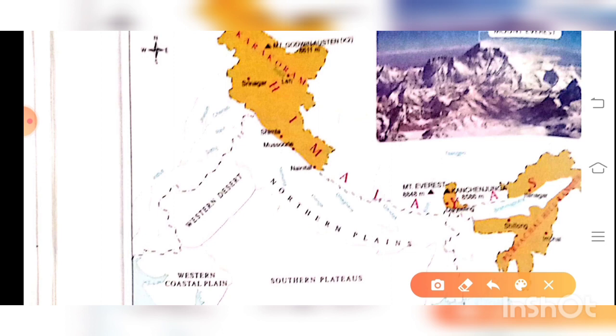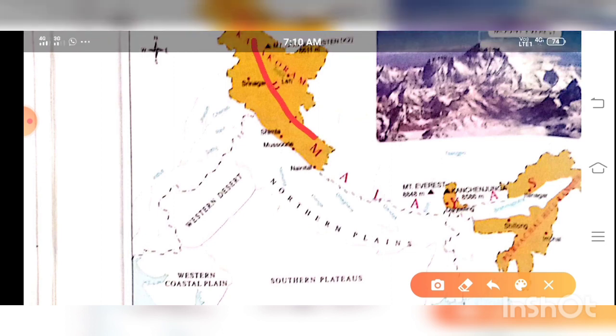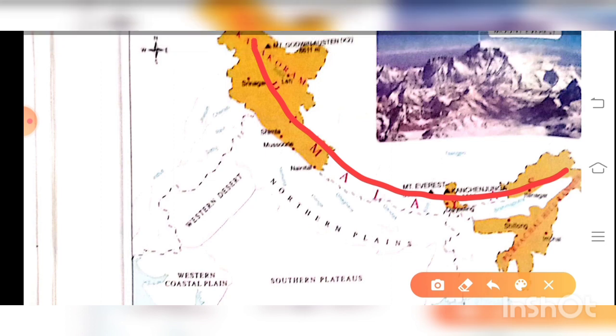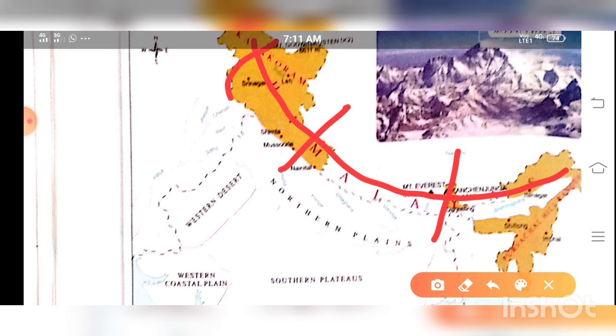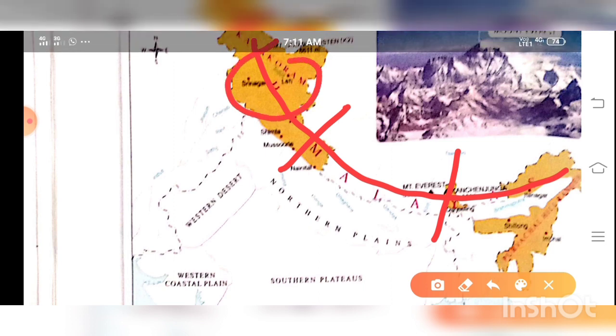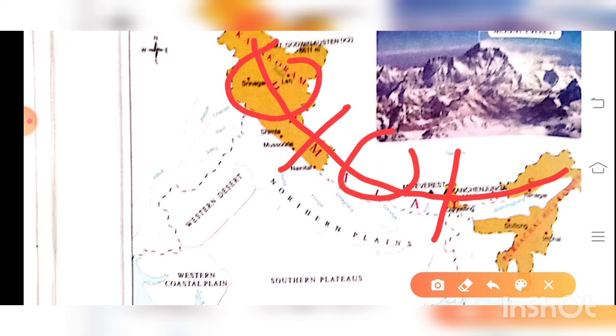For our knowledge we can divide these Himalaya mountains, partition it into three, this part and this part. So students, this part we can call Greater Himalaya, and this part we can call Middle Himalaya, and this part we can call Outer Himalaya.